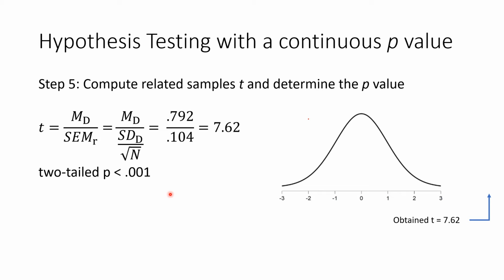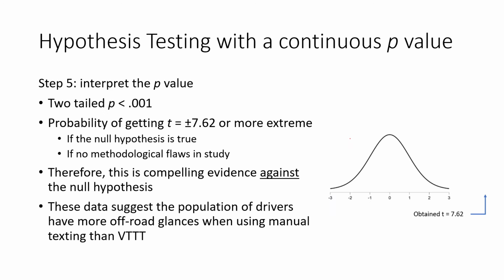If you do this on a computer, the computer will give you the p-value. And in this case, the p-value is very small, 0.001. That means that the probability of getting a t-value this far away from 0, on the positive side of 7.62, or on the negative side of negative 7.62, something outside of that range of plus or minus 7.62 in the tails, is very unlikely. It's going to happen less than 1 time out of 1,000 if the null is true and there's no methodological flaws. So this is very compelling evidence against the null hypothesis.